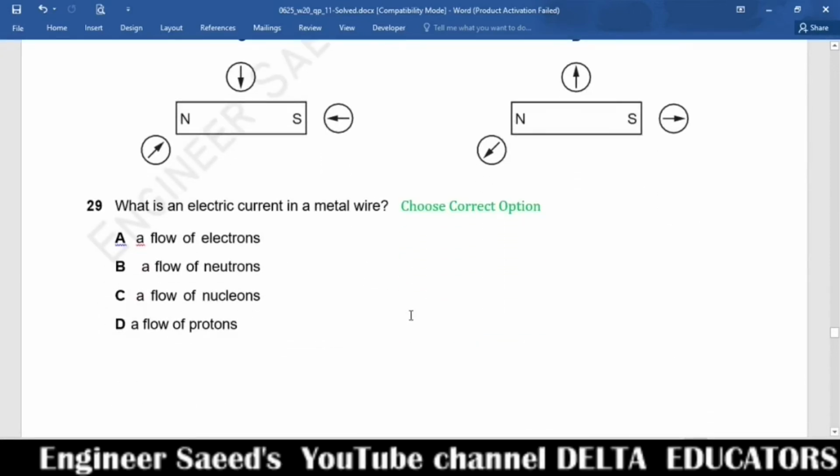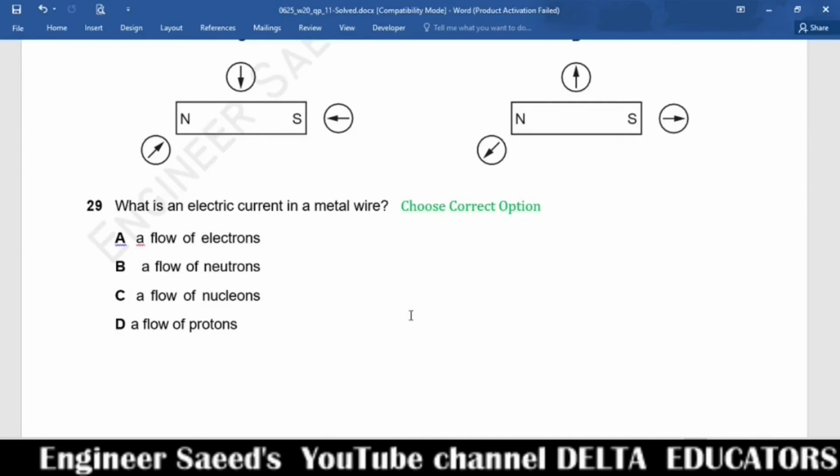Question number 29. What is an electric current in a metal wire? Option A, a flow of electrons. Option B, a flow of neutrons. Option C, a flow of nucleons. Option D, a flow of protons.